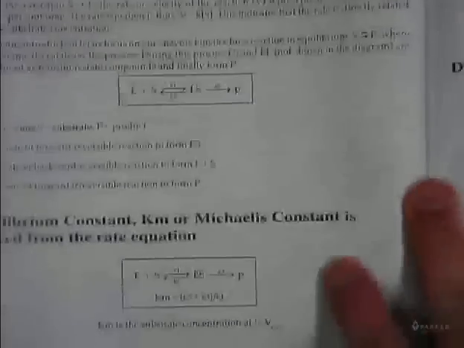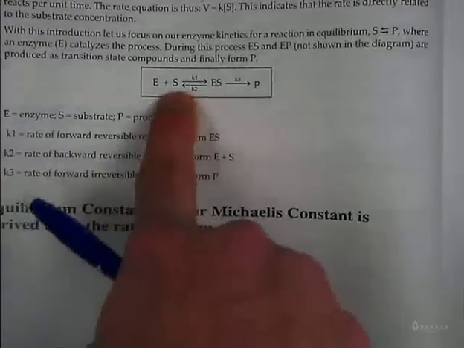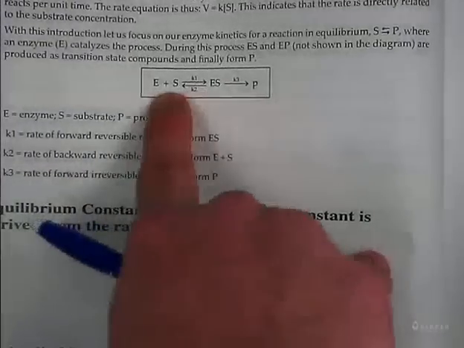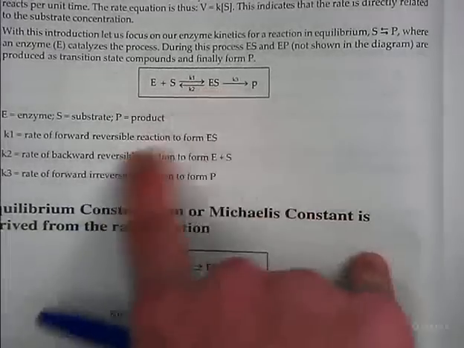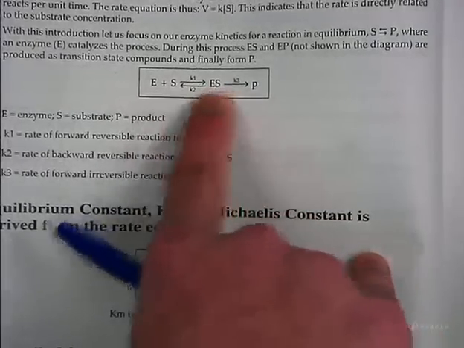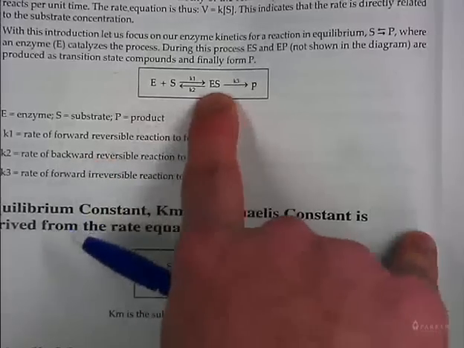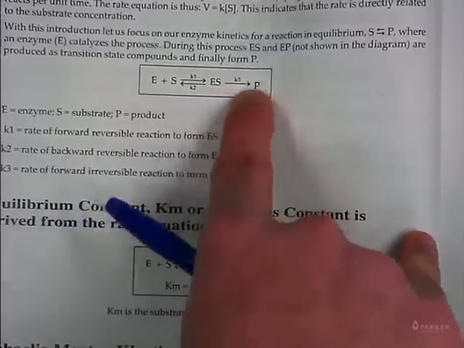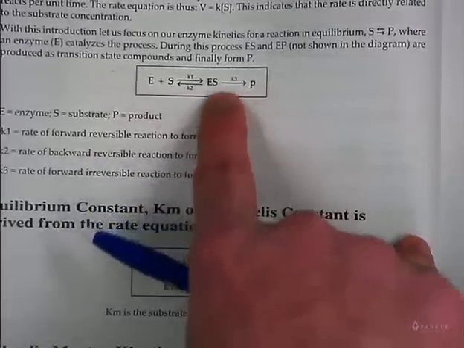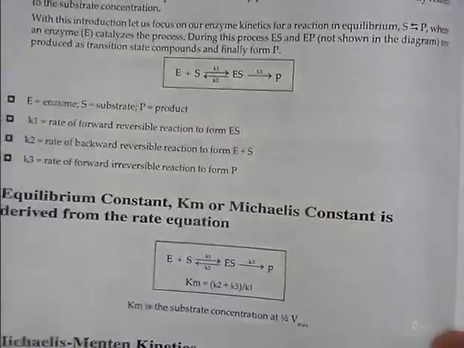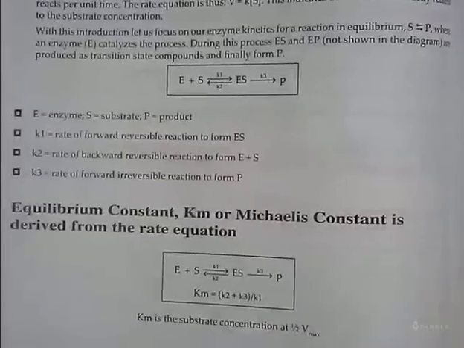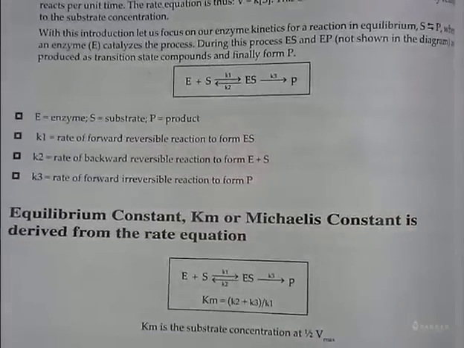What else? K1 is just talking about the rate of the forward reaction. K2 is just reversing it. K3 is going from this enzyme-substrate complex to the product. That one's irreversible. It's important because you want to keep your product. You don't want to build a house and then tear it down and then have to do it over again. That sounds awful.